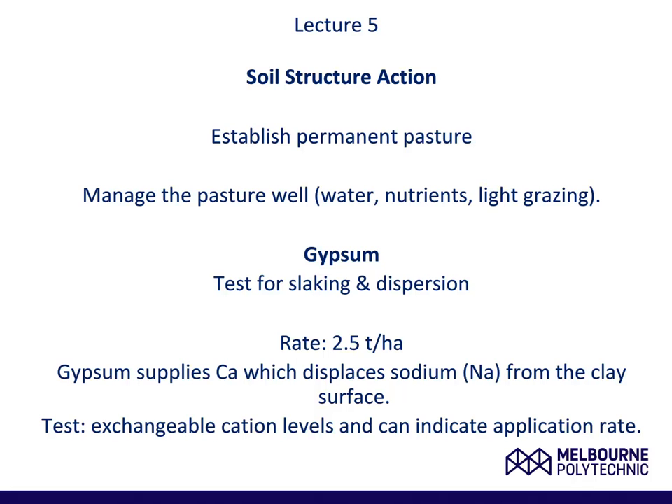The application of the compound gypsum can be used to improve your structure. If you apply gypsum, it is best to tackle slaking and dispersion of your soils. The rate of gypsum that tends to be recommended is 2.5 tonnes per hectare. Gypsum works by supplying calcium, which displaces the sodium from the clay surface. It is advisable to test your exchangeable cation levels, and this can indicate your application rate.